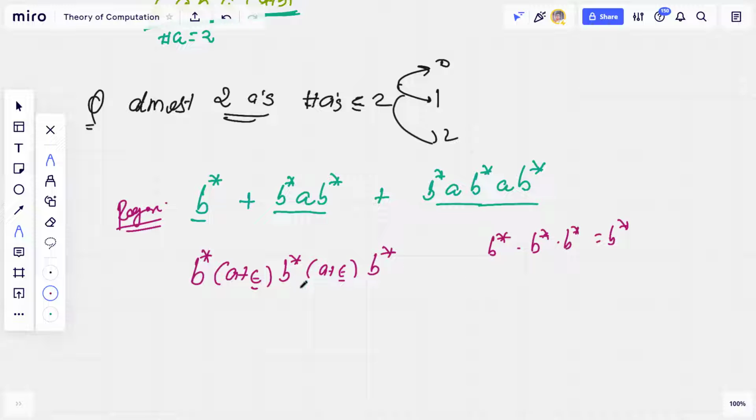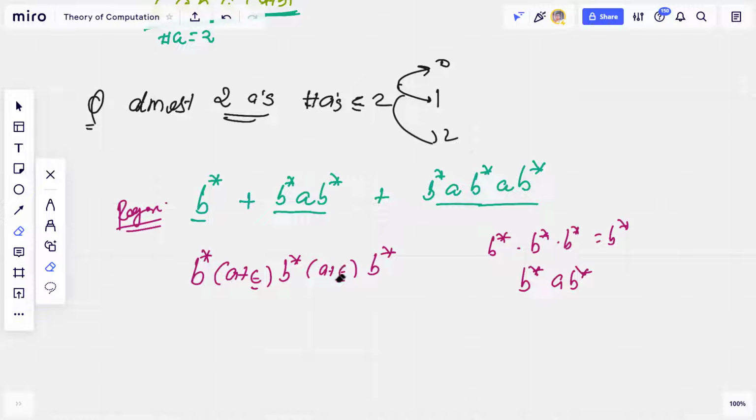Okay, cool. So if you put epsilon in both of the places, you will get the set of all strings which contain 0 A's. If you put epsilon either here or here, but not both, you will get the set of strings which contain A one time, right? So if you put epsilon here, you will get B star, A and B star. These two B stars are the same, so you can combine them. So you get this, right?